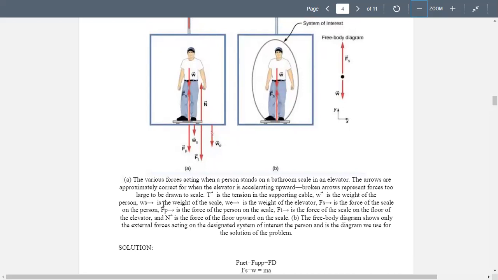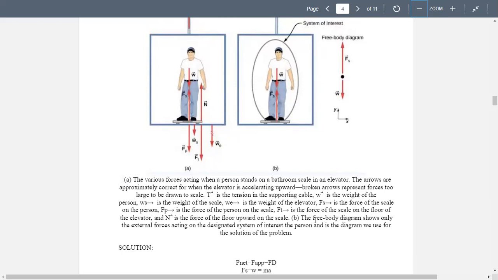And then WS is the weight of the scale. WE is the weight of the elevator. FS is the force of the scale on the person. FP is the force of the person on the scale. FT is the force of the scale on the floor of the elevator. And N is the force of the floor upward on the scale.